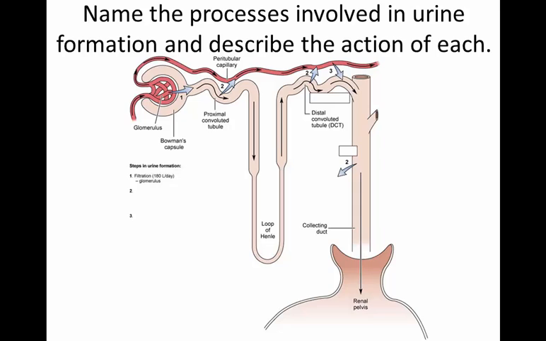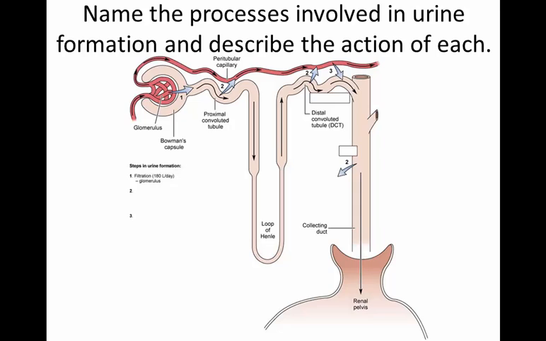Because the blood is under high pressure, a lot of the materials, the smaller materials like water and electrolytes, and wastes like urea and creatinine, which we'll see later on, will ultimately be forced out of the capillaries of the glomerulus into the Bowman's capsule. This process is called filtration. Up to 180 liters of blood per day are filtered within the kidneys.